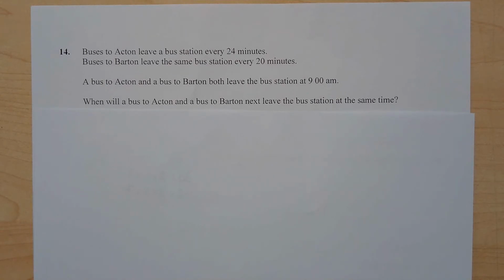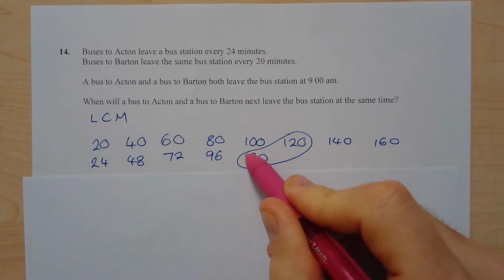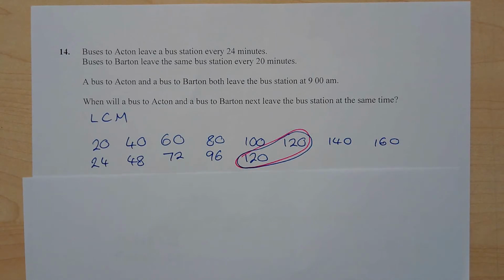So this sort of question is lowest common multiple. It's looking for a multiple of 24 and a multiple of 20. There's different ways to work this out, but for this question I'm just going to do the listing method. So if I list all my multiples of 20, and I'll list all my multiples of 24, I'll stop when I get to a multiple which is in both my 20 times table and 24.